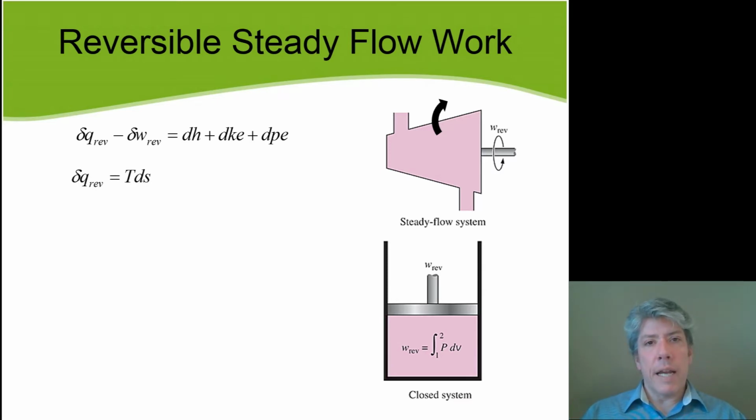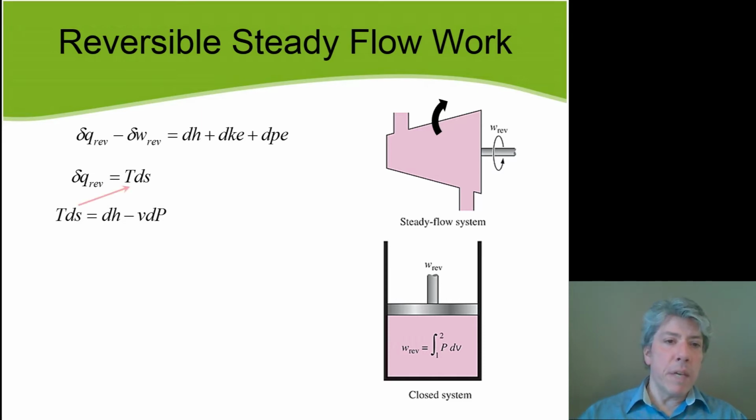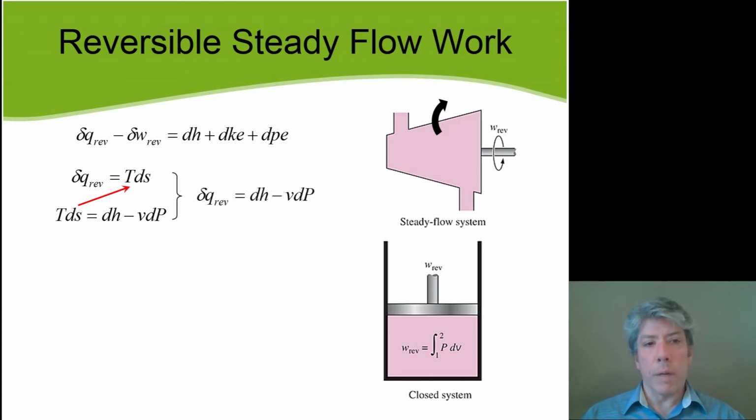Now, since we can write the differential heat transfer for a reversible system as TdS, and we can write TdS as dH minus VdP, we can make some interesting substitutions here for TdS, and therefore the reversible steady flow work. And so here's what we end up with: dH minus VdP.